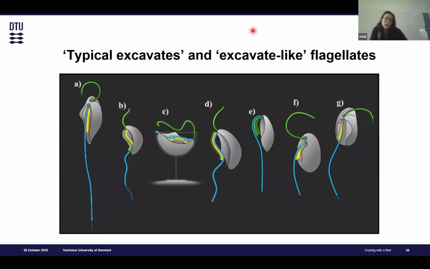So we have typical excavates, and I've already talked about why they have been sparking more interest recently. Because of their morphology, they have this posterior flagellum in blue, with the vane represented in yellow, and the ventral groove. I should also mention that we have some excavate-like flagellates, because within this group, all of these up until E do belong to excavate groups, but F and G would be the imposters, as we could say. Imposters because they do not belong phylogenetically to any excavate group.